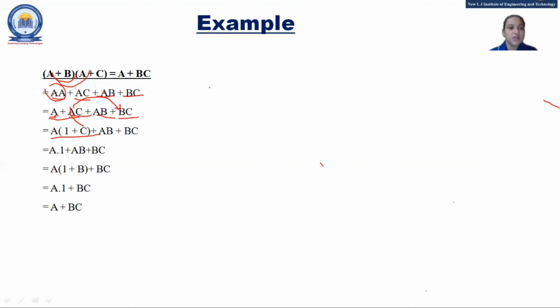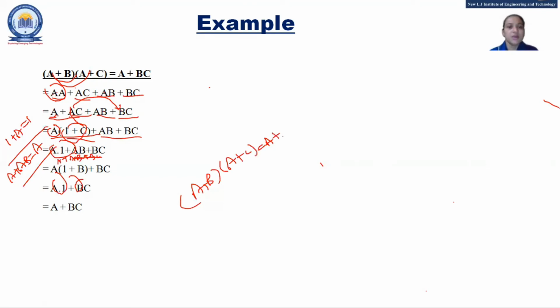Now in these two terms a is common, so a(1 plus c) plus ab plus bc. Now 1 plus c, we all know 1 plus A is equal to 1. So a dot 1 plus ab plus bc. So here it becomes a plus ab plus bc. But we all know a plus ab we can directly write like this, so a plus ab is equal to a. So here we get (a plus b)(a plus c) is equal to a plus bc.